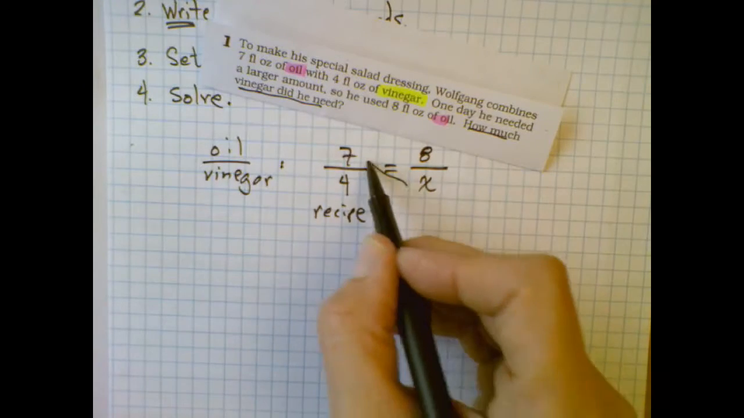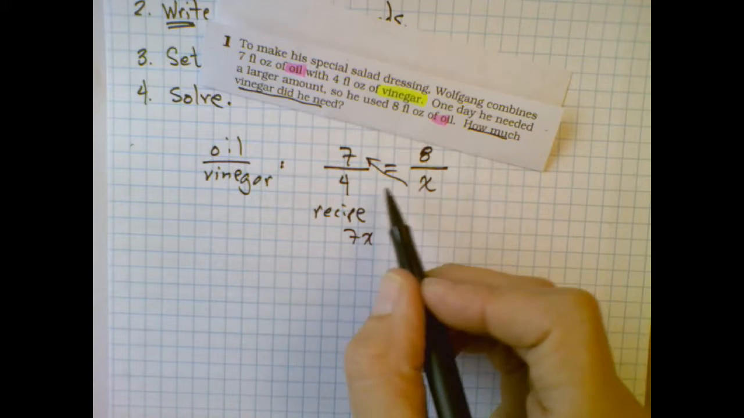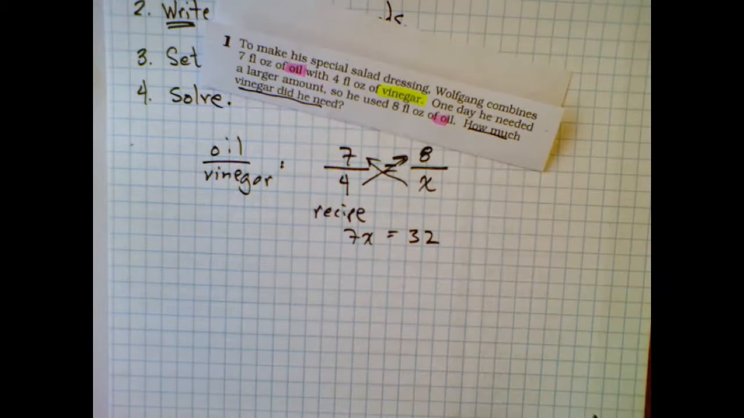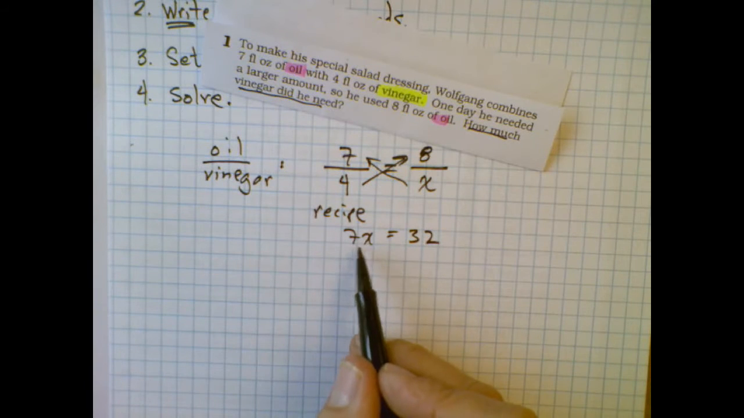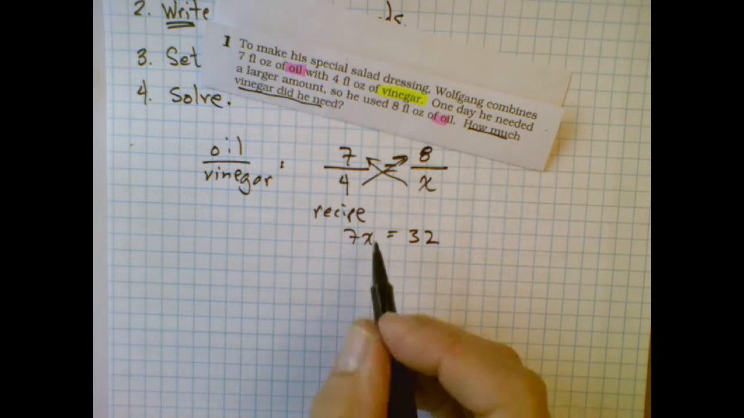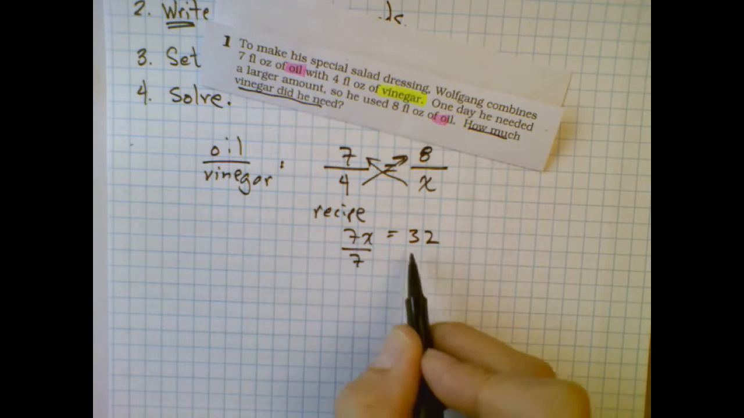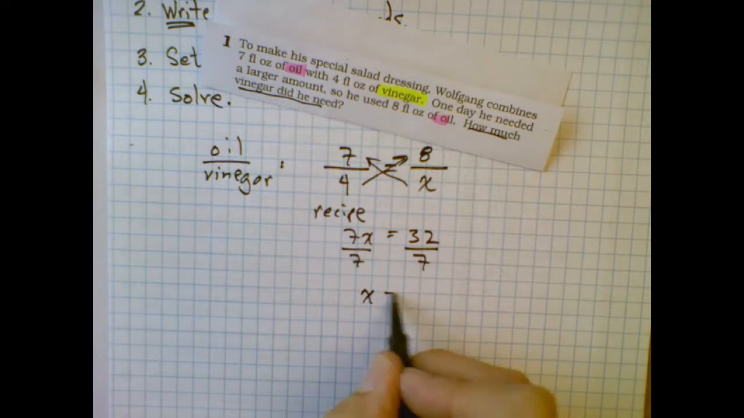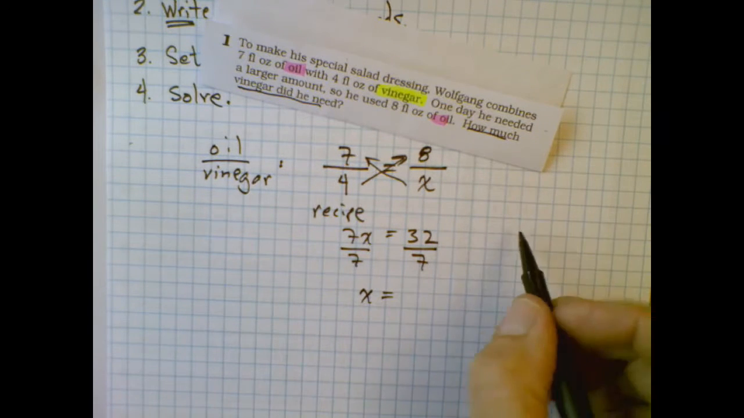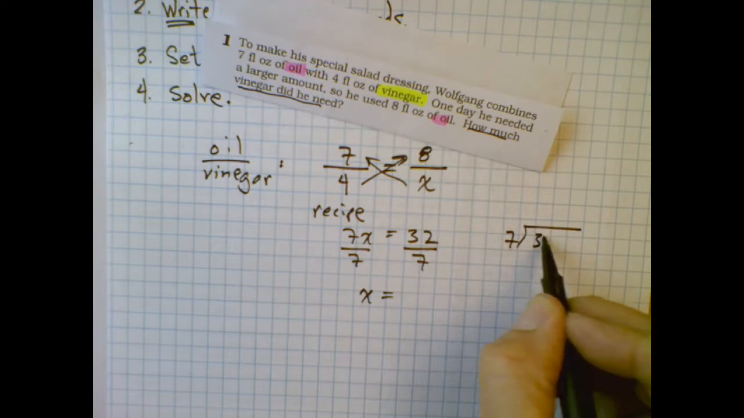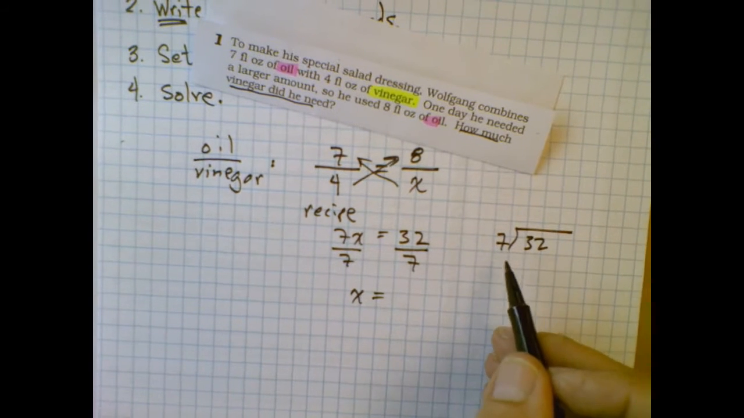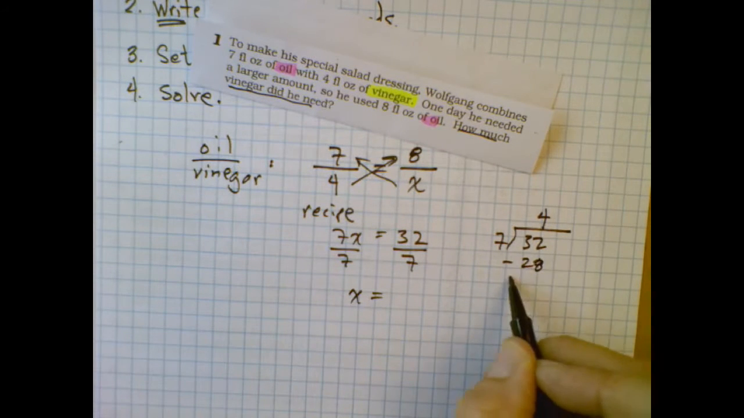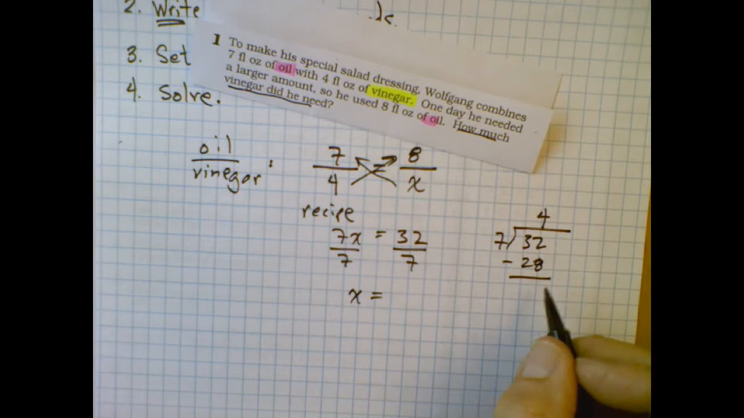I'm going to go that times that, so I'll have 7x equals 8 times 4, which is 32. What's happening to the variable? It's being multiplied by 7, so I need to divide both sides by 7 to undo what's happening to the variable. And x is equal to 32 over 7. Now I'm going to have to do a little division on the side here. How many 7s go into 32? Looks like I can get 4. 4 times 7 is 28. Do my subtraction. That's going to be 4.